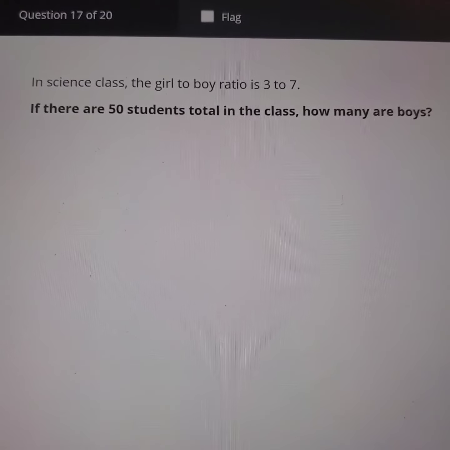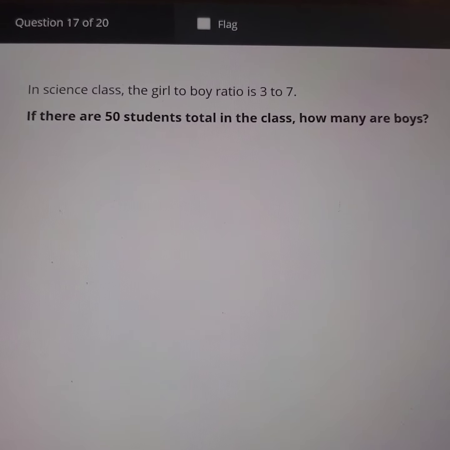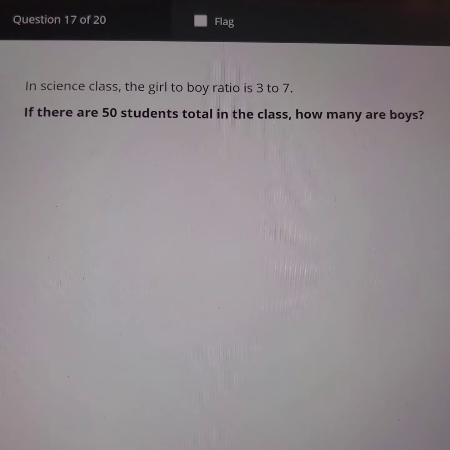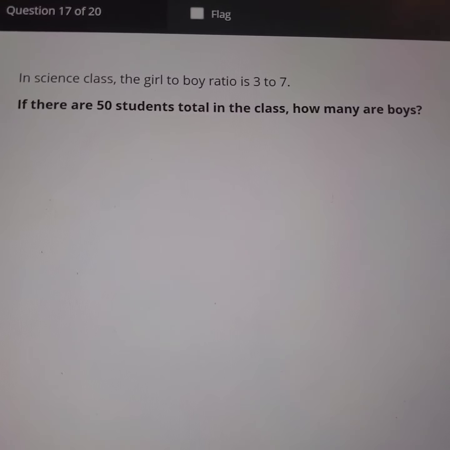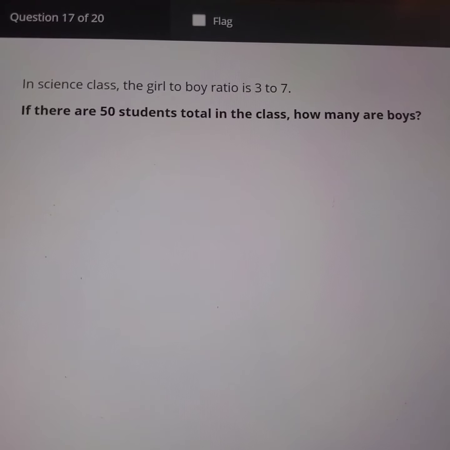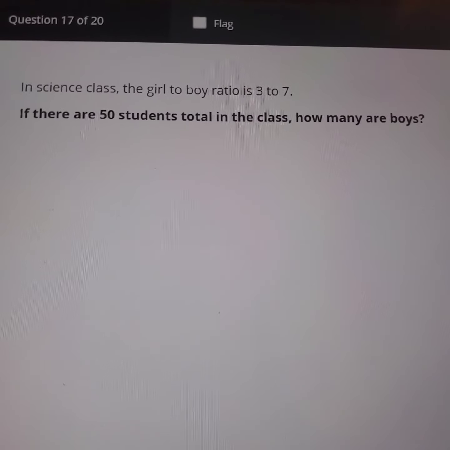Alright, got some questions on number 17 in your Edulastic for this week. The problem is, in science class, the girl to boy ratio is 3 to 7. If there are 50 total students in the class, how many are boys?